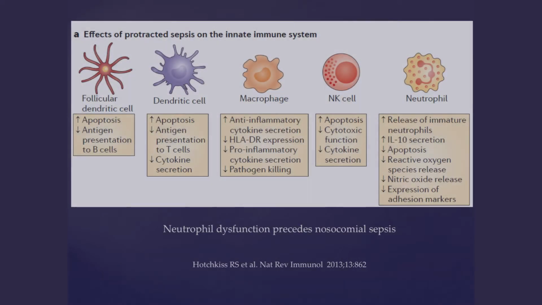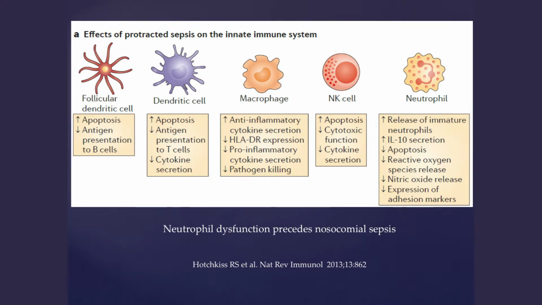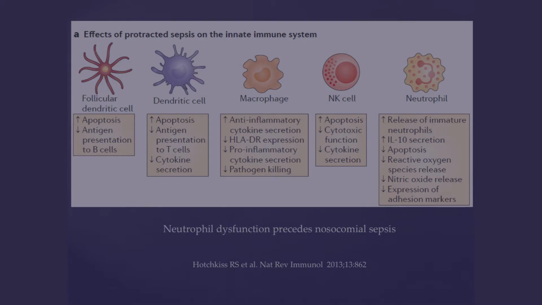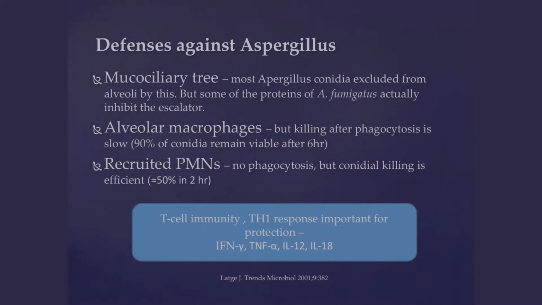And you can look at the basic science. Plenty of studies looking at all these individual cells and how they all become less functional, in the sense they become suppressed as sepsis drags on in the ICU. For example, NK cells lose their cytotoxic function. Neutrophils begin to secrete more IL-10. Macrophages do not produce as much by way of pro-inflammatory cytokines. And as you know, these are really, really important against Aspergillus, because what defenses do we have?